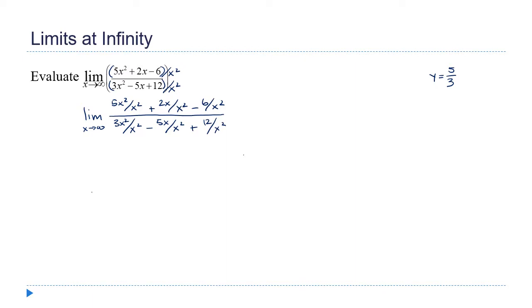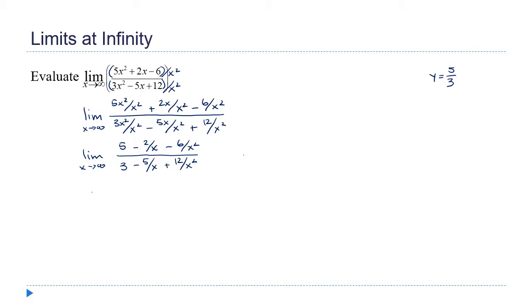Now look at how this cleans up. This is the limit as x approaches infinity of 5 minus 2 over x minus 6 over x squared, all over 3 minus 5 over x plus 12 over x squared. Now, I'm not going to write out the details any further than this because it starts to get really messy really fast.